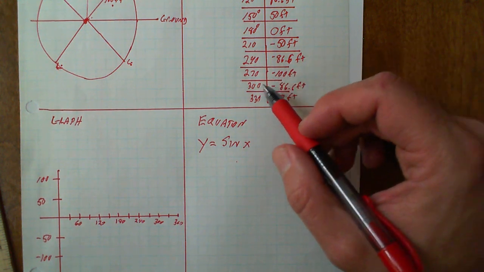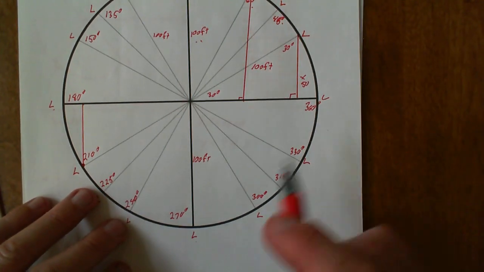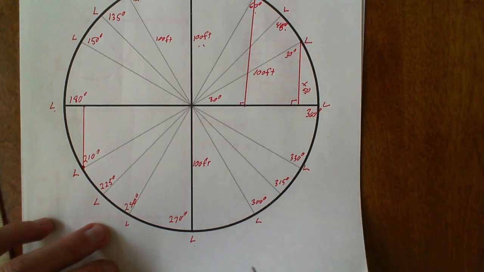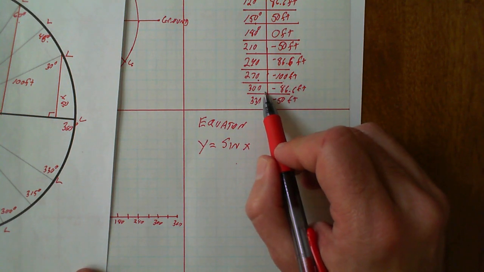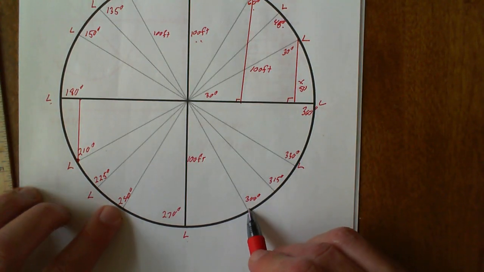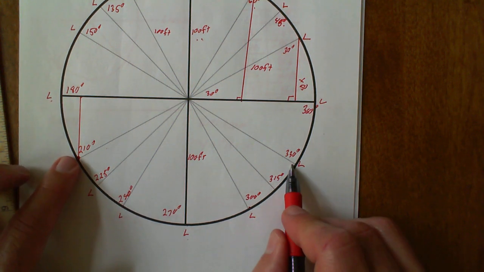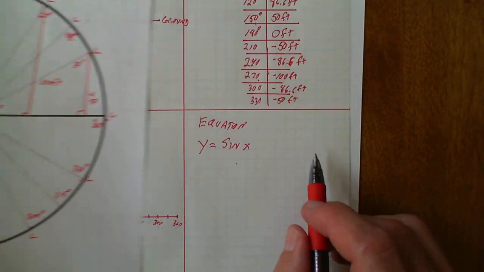Okay, so now I calculated 270 degrees. 270 degrees should be easy because he's right here, or she's right there. That's directly below, and the radius is 100 feet, so that would be negative 100 feet below ground. Now 300 degrees is the same as 240, so that's the 86.6, negative. And 330 is the same as 210, so that's also going to be negative 50 feet. And there you go.